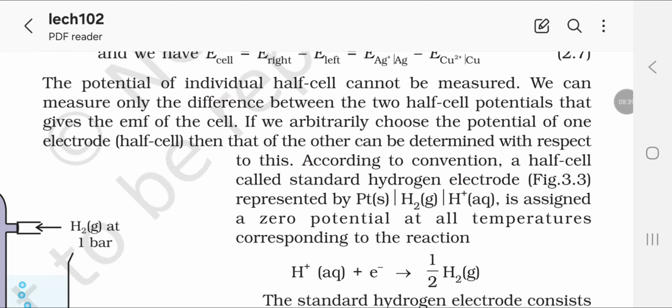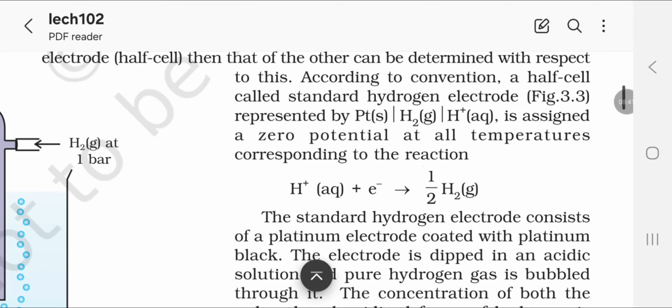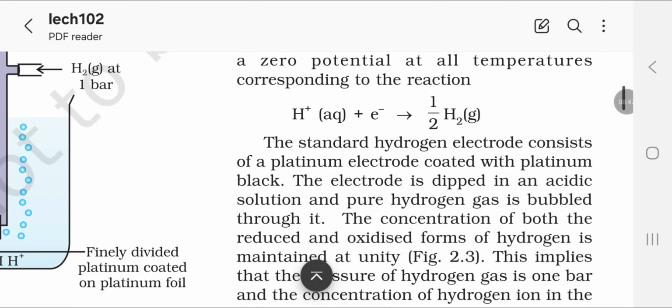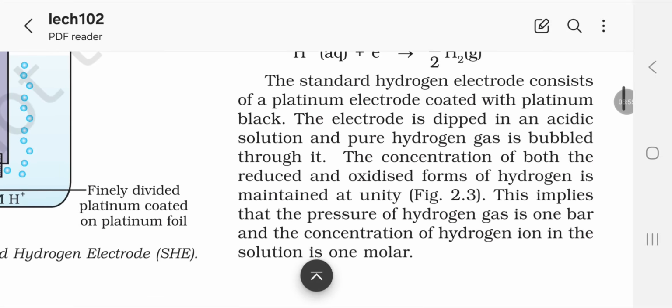represented by Pt, H2 gas, H positive aqueous, is assigned a zero potential at all temperatures corresponding to the reaction H positive plus electron gives 1 half H2. The standard hydrogen electrode consists of a platinum electrode coated with platinum black. The electrode is dipped in an acidic solution and pure hydrogen gas is bubbled through it. The concentration of both the reduced and oxidized forms of hydrogen is maintained at unity.